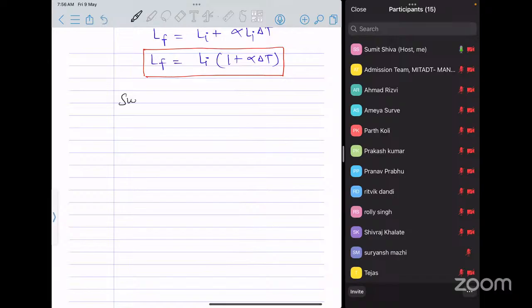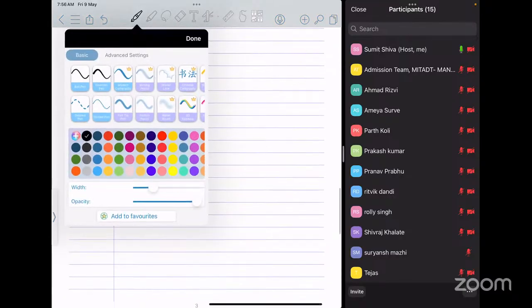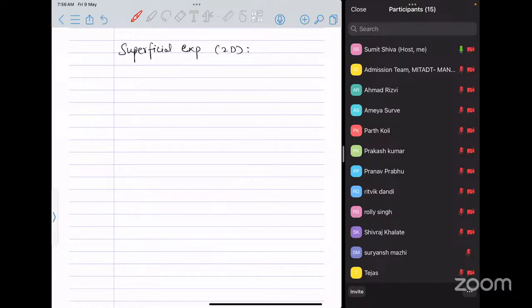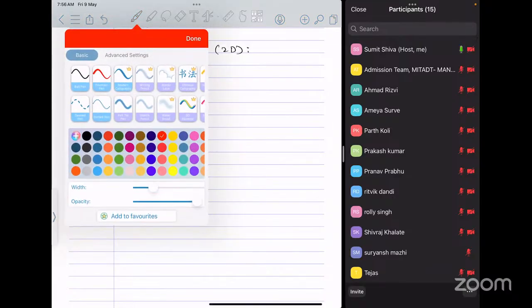Now we have superficial expansion, or I will call it expansion in 2D. Superficial expansion or expansion in 2D. 2D indicates that in this case expansion will be in both directions, in the x-axis as well as in the y-axis. And we explain it in this way.